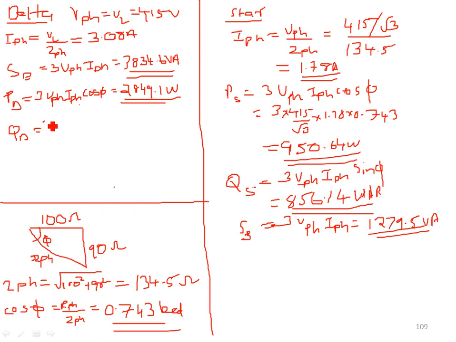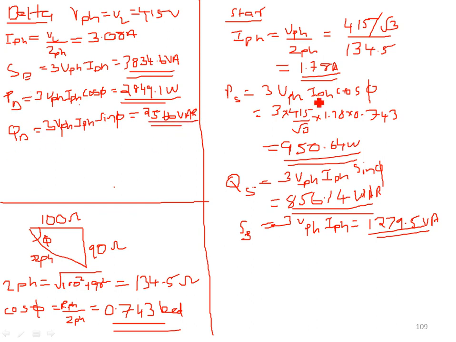Now coming to reactive power, that is Q delta or QD. Q delta is given by 3 into V phase, I phase, sin phi. That is equal to 3834.6 into sin phi, where sin phi is 90 divided by 134.5. That comes to 2566 volt ampere reactive.